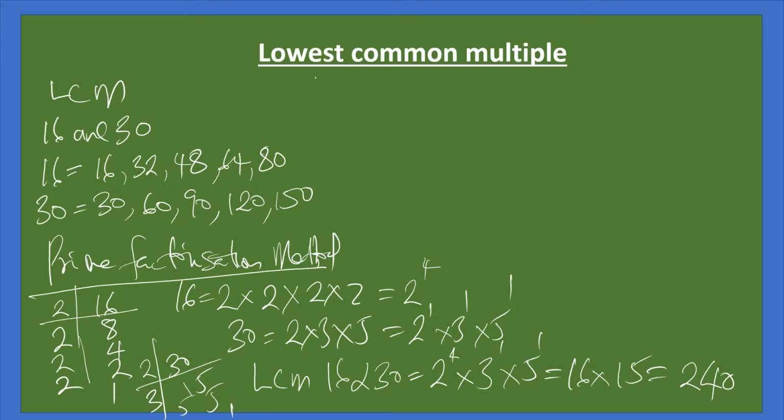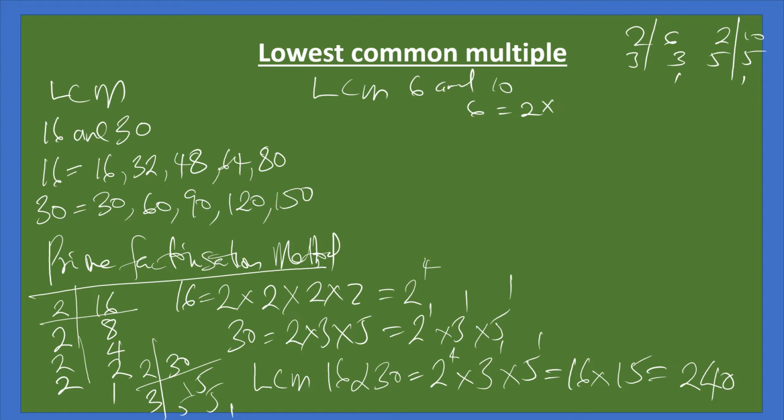So let's also look at finding the LCM of 6 and what? 10. We also use the prime factorization method. For 6, 2 into this gives you 3. 3 here gives you what? 1. For 10, we have 2 here, 5. 5 here, 1. So for 6, we have 2 times 3. For 10, we have 2 times 5.